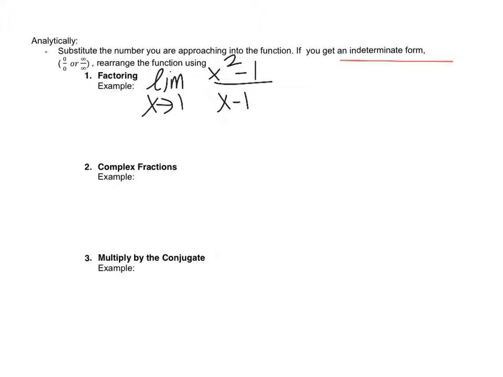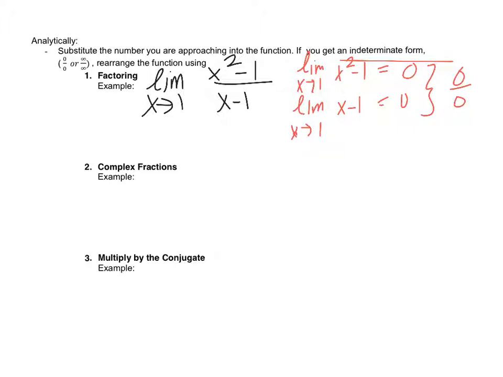Mine's a little harder. Okay, so I'm going to first prove that this is an indeterminate form. If I take the limit as x approaches 1 of just the top, x squared minus 1, then I plug the limit in, 1 squared is 1, 1 minus 1 is 0. And on the bottom I have the limit as x approaches 1 of x minus 1, plug in 1, 1 minus 1 is 0. This proves 0 over 0.